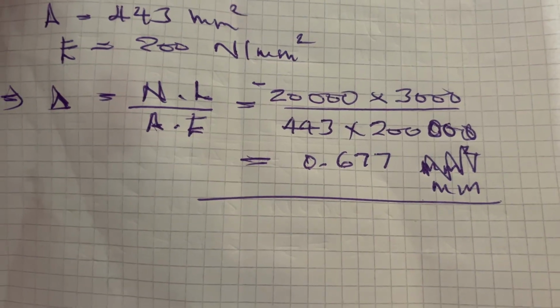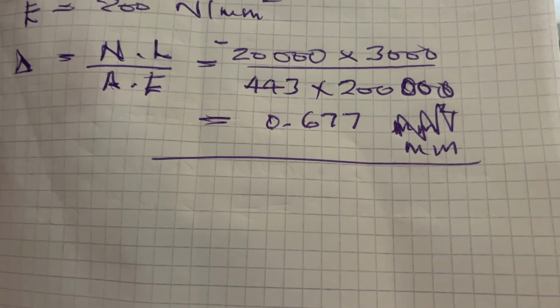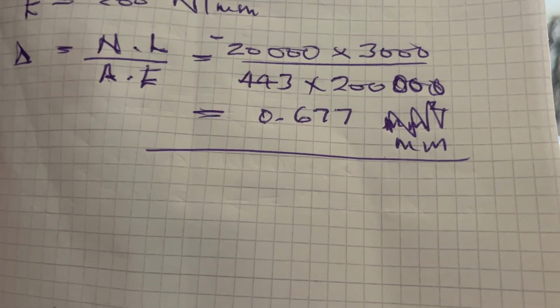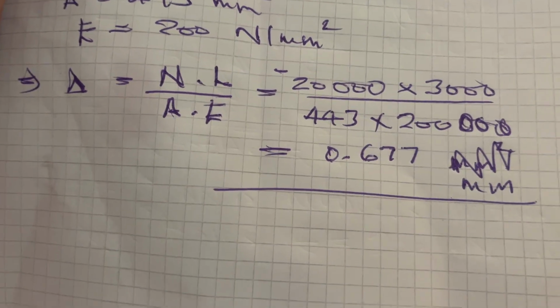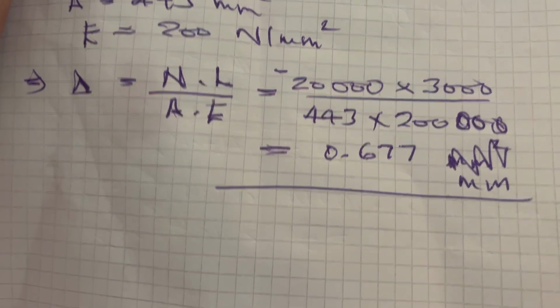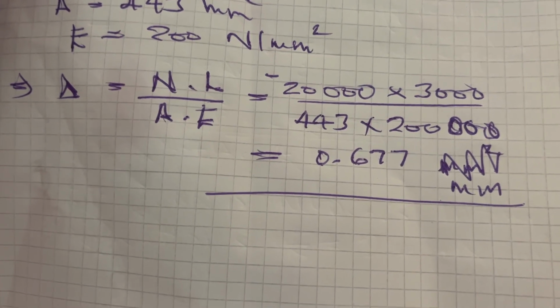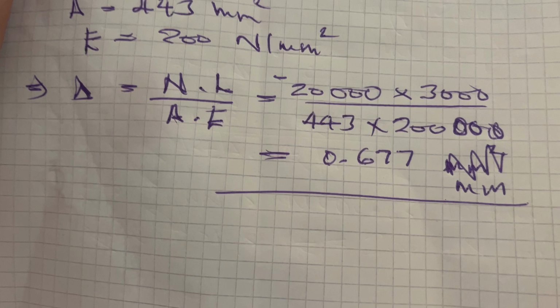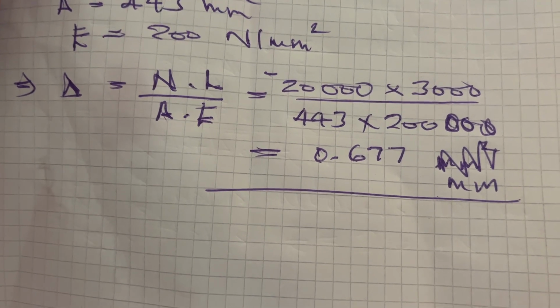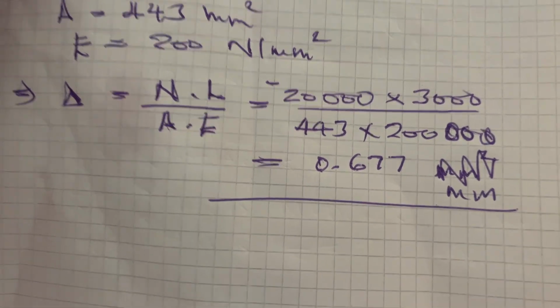And then with the units, it's just a question of checking the units. As long as you've got the units right, you can do unit checks. So N should be in newtons, L should be in millimeters, A should be in millimeters squared, and E should be in newtons per millimeter squared.